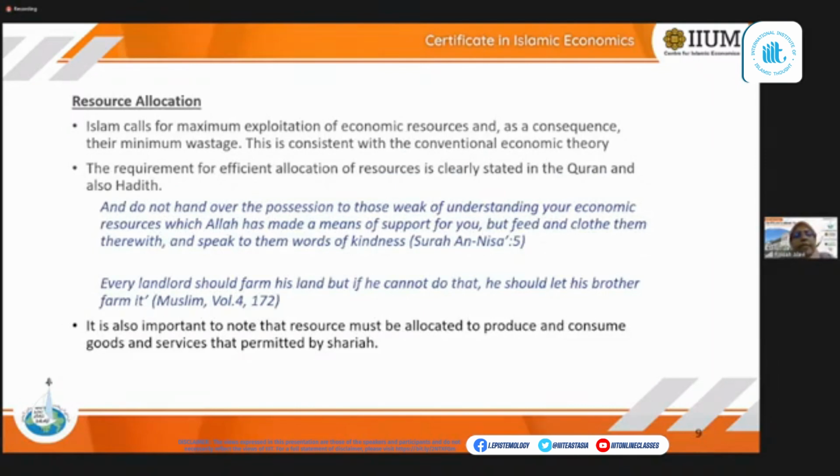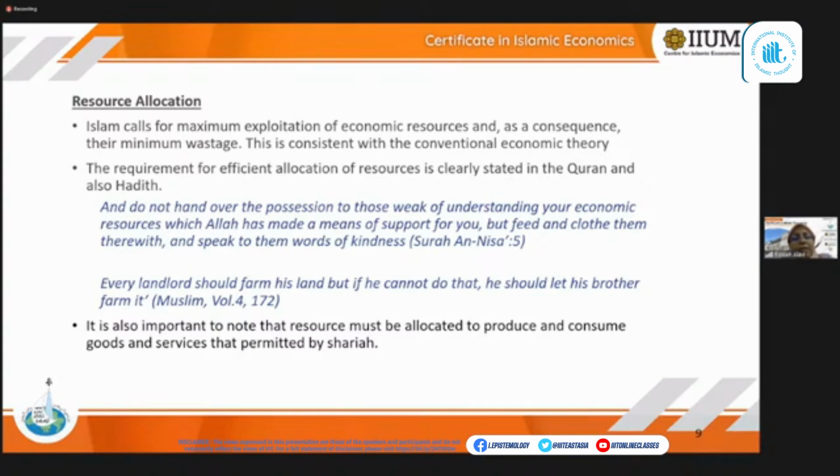So therefore, Islam calls for maximum exploitation of economic resources, and as a consequence, there should be minimum wastage. This is consistent with the conventional economic theory that we have discussed earlier. The requirement for efficient allocation of resources is clearly stated in the Quran and also the Hadith. In Surah An-Nisa, verse 5, it is mentioned: do not hand over to those weak of understanding your economic resources, which Allah has made a means of support for you, but feed and clothe them therewith, and speak to them words of kindness. And the Hadith narrated by Muslim mentions that every landlord should farm his land, but if he cannot do that, he should let his brother farm it.